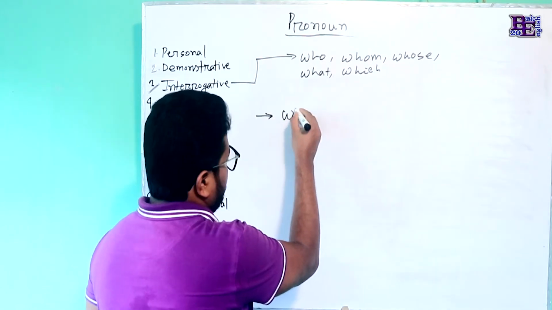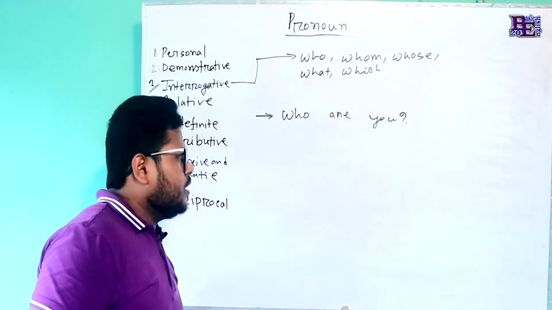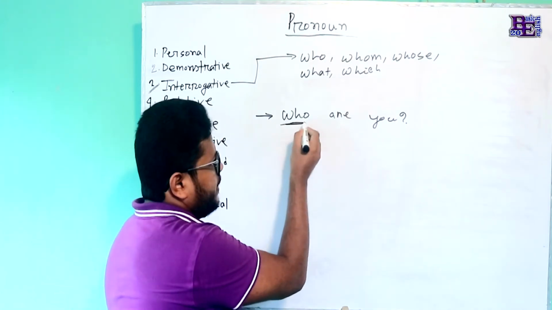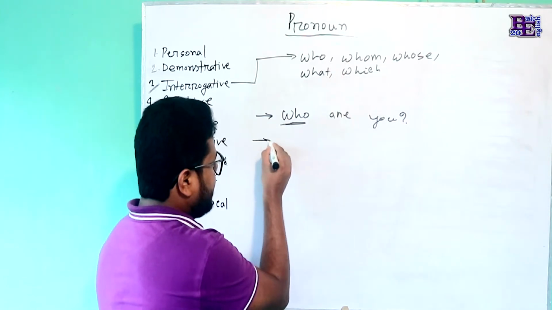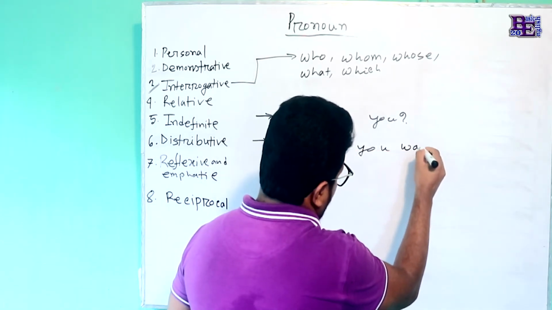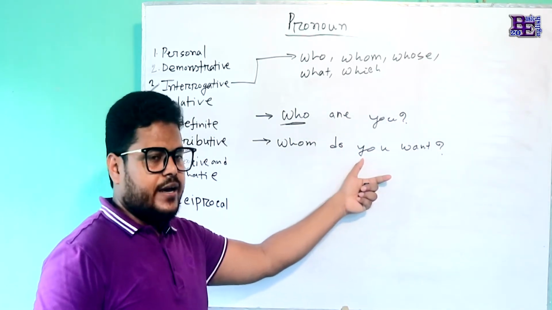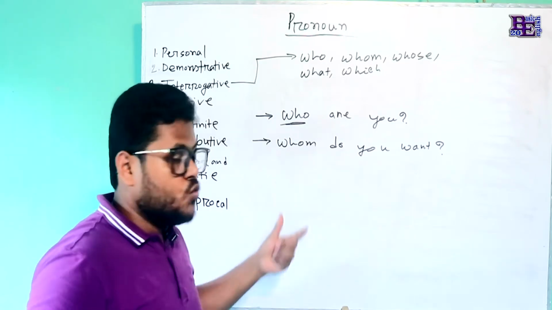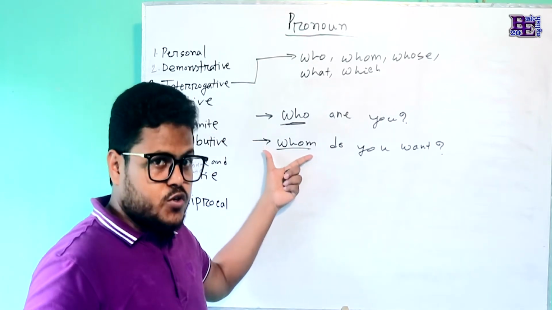If I say, who are you? That means I don't know you. That's why I'm asking the question. Who are you? So who has been used to ask a question. Let's get an example of whom. Like, whom do you want? I don't know whom he is demanding, but that's why I'm just asking the question. Whom do you want? Whom also has been used as an interrogative word, that is, an interrogative pronoun here.